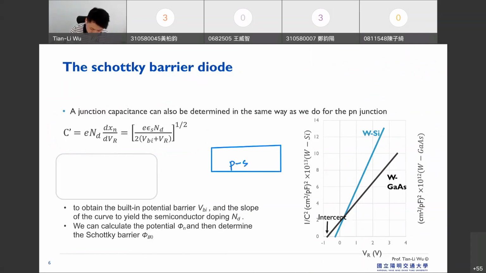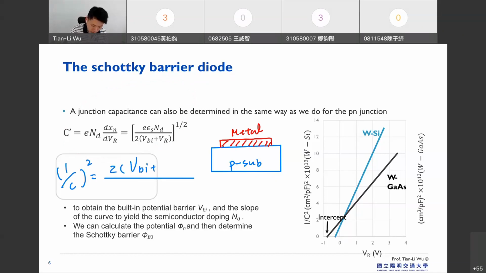P sub, and then we have the metal, and P sub here. In this case, by using this equation, in the end, we can have 1 over C will be equal to 2(VBI plus VR) over qεs N_D. So that's the same equation that we have previously derived here.